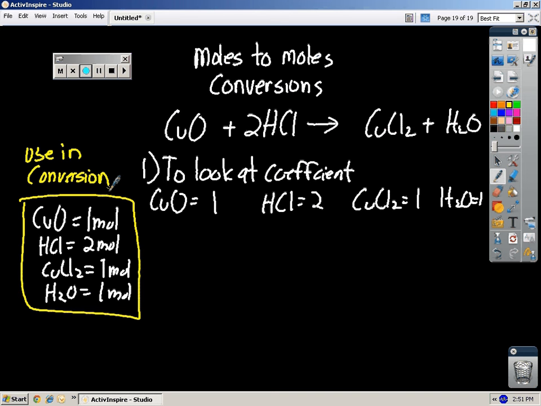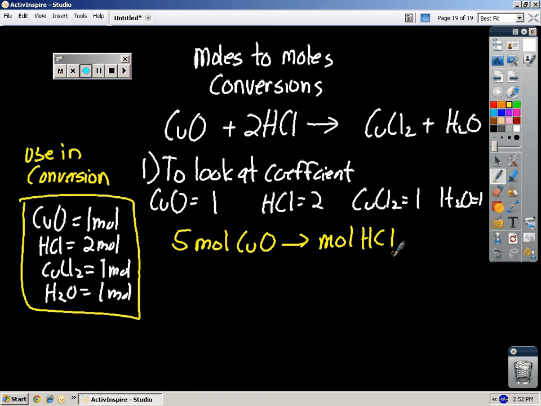Let me give you an example. Let's say we have 5 moles of CuO, and I want to convert that to moles of HCl. It's going to be incredibly important to start labeling, like moles of CuO, to put those units on there to tell you what molecule you're dealing with, because you are going to be converting things from one to the other. So we're going to convert 5 moles of CuO to moles of HCl.